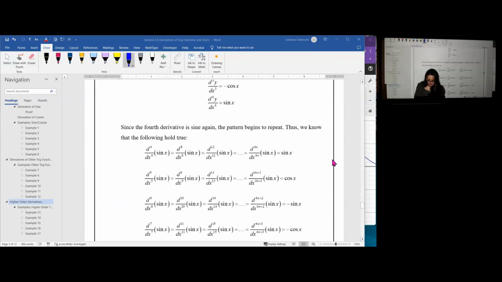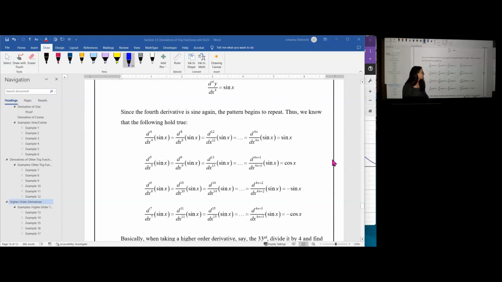This means that it doesn't matter how many derivatives I've taken, I can figure out where in the pattern of 4 it is and know exactly what the derivative is. So for example, when I'm looking at d to the 9th, I know that it's got to be similar to d to the 5th because it's a pattern of 4 apart. This also has to be the same as the first derivative because that's a pattern of 4 apart. And that tells me that it's got to be cosine of x.